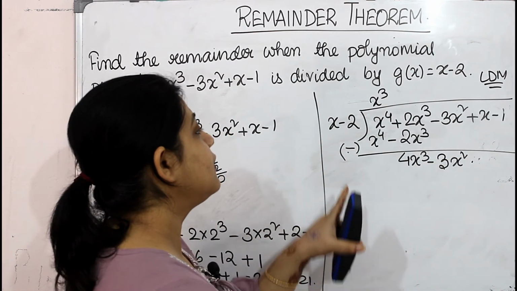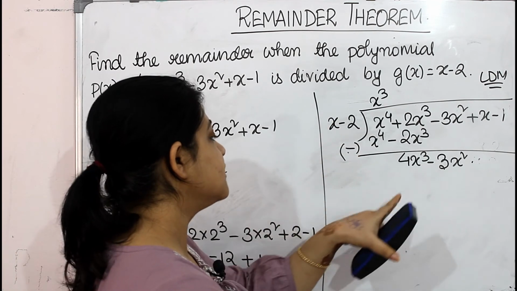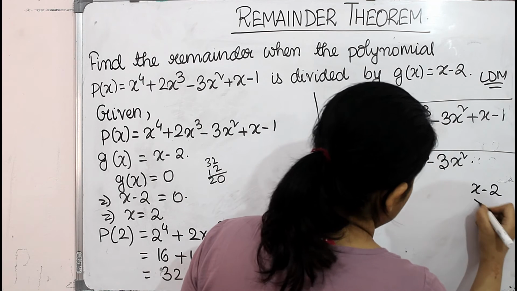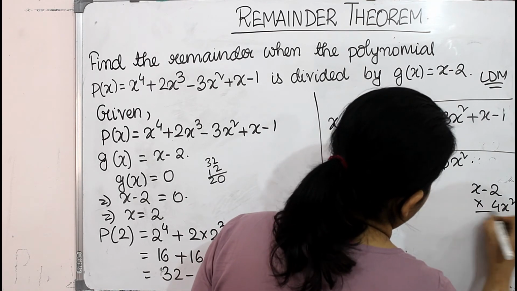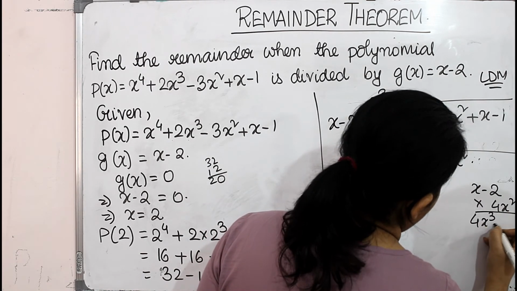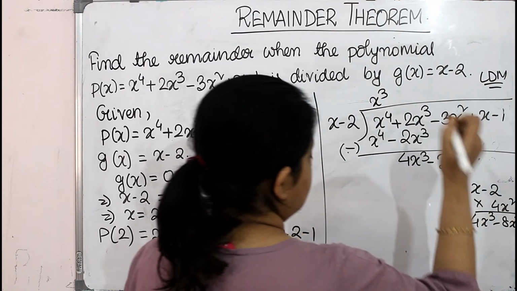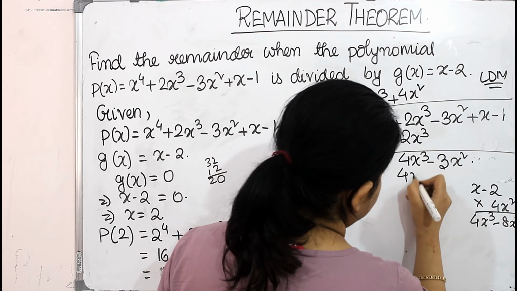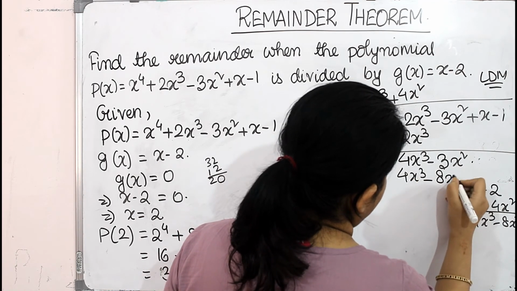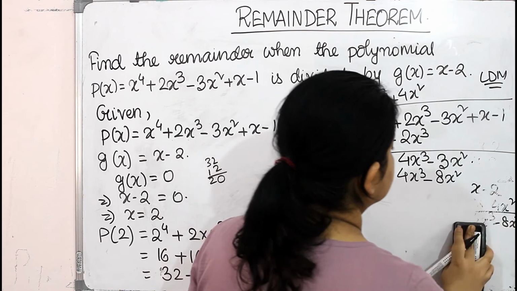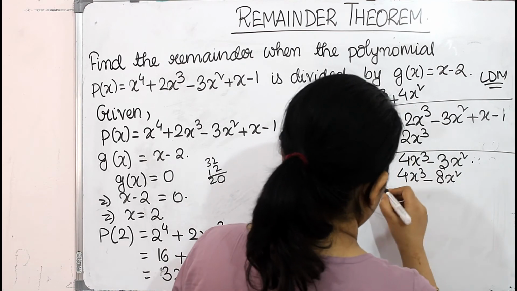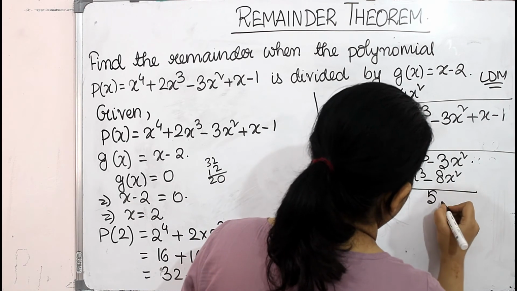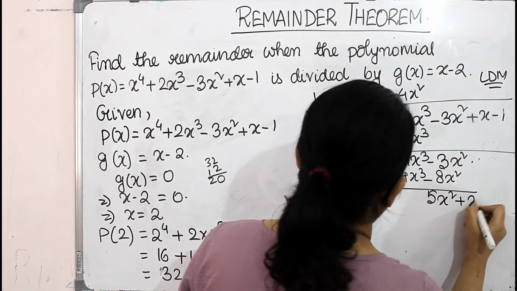Now what will you multiply with x minus 2 so that it becomes 4x cube? x minus 2 into 4x squared. So this will become 4x cube minus 8x squared. So you write 4x squared here. This is 4x cube minus 8x squared. Subtracting, minus minus gets cancelled, minus minus plus, giving 5x squared plus x.